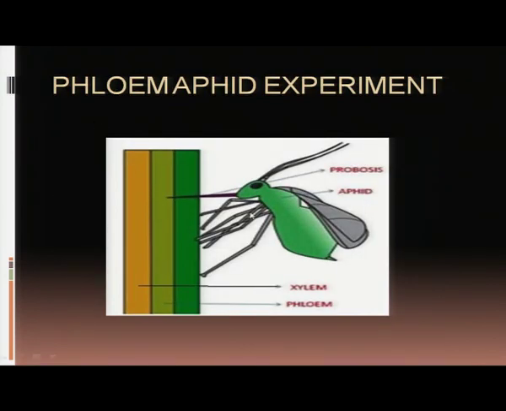This aphid experiment is very famous. The aphid insect can penetrate into the phloem, and since the phloem sap is moving under pressure, when a hole is made here, we can see the phloem sap oozing out of this hole. We need to use aphids here because otherwise, if we drill a hole in the phloem, it gets clogged, but aphids have a mechanism to prevent this clogging.